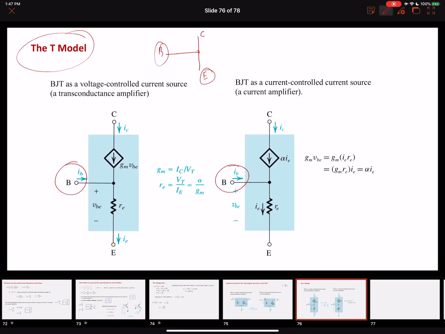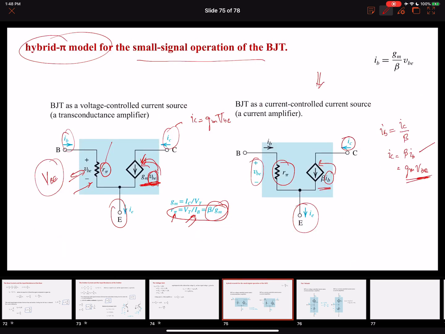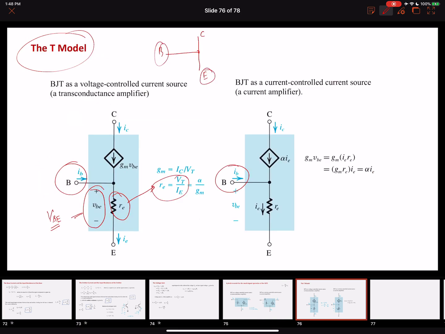All right, so this is again our signal component of the base input voltage that is superimposed on the biasing voltage to forward bias the junction. This is the RE, the emitter resistance. The values of the emitter resistance, these equations are coming from what we just derived. So these are the two equations, VT over IE and alpha over GM. Again, this is a voltage controlled source, and our collector current, we know, is GM into VBE. So this is a voltage controlled current source. You can also represent it as a current controlled current source using the same common base model.